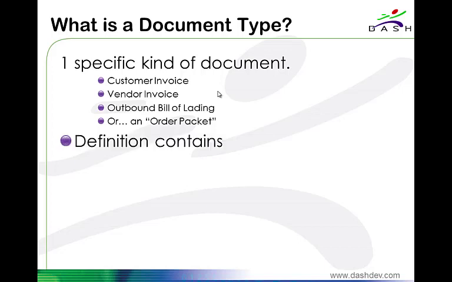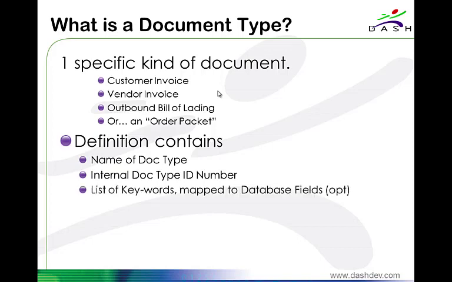The definition of a document type contains things like the name of the document type. This is a customer invoice. An internal document type ID number. This is something that the user never sees, but it identifies this specific class or type of document to DDX so that we can present a user-friendly name to the end user. A customer invoice might actually be stored as document type number 1.